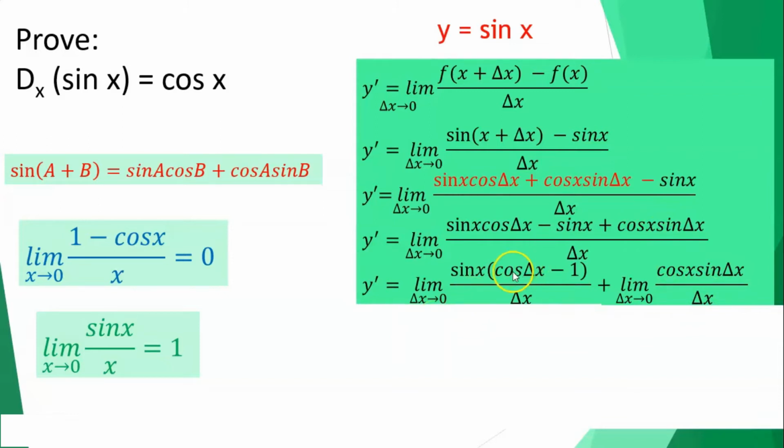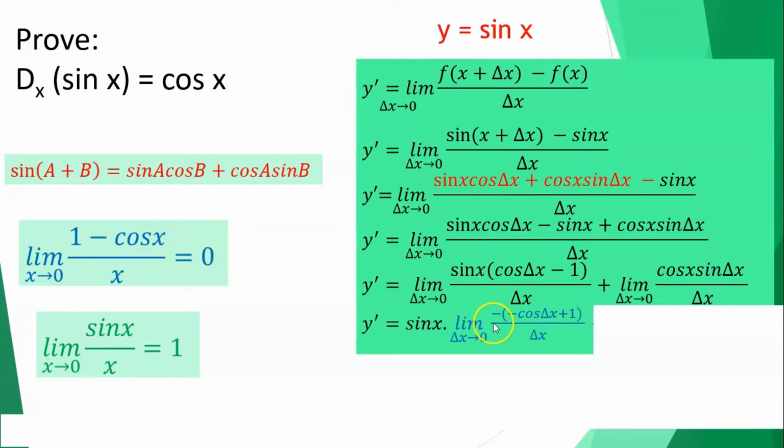So take note here, our target is to apply this one. So take note, we have here cosine delta x minus 1. So take note, this is 1 minus cosine x. So to do that, let's factor out the negative sign. So that would become negative. So this would become negative cosine delta x. So negative of negative, so that would be plus 1.